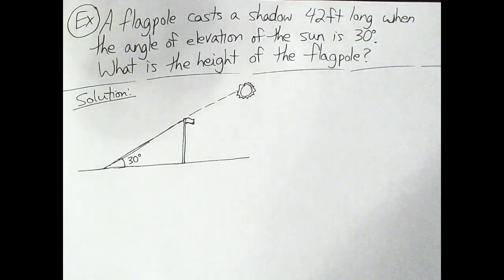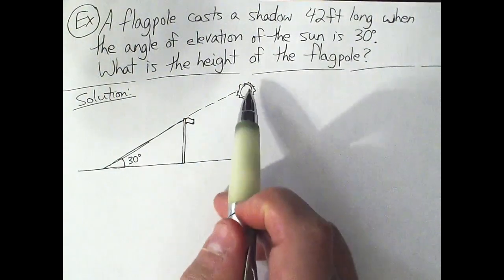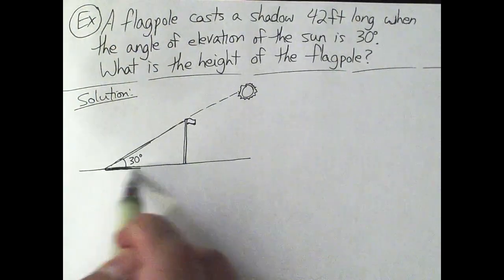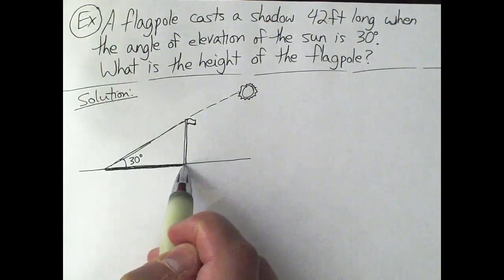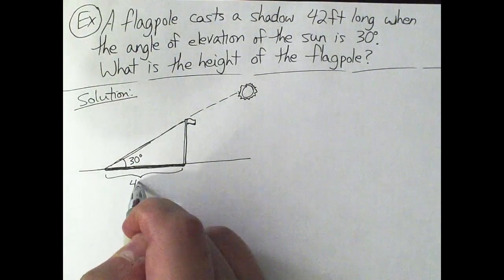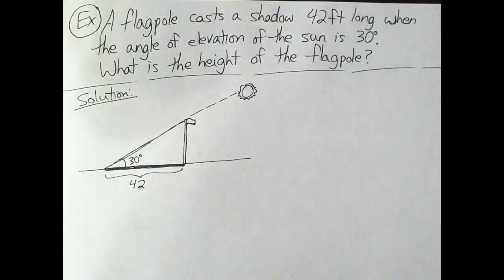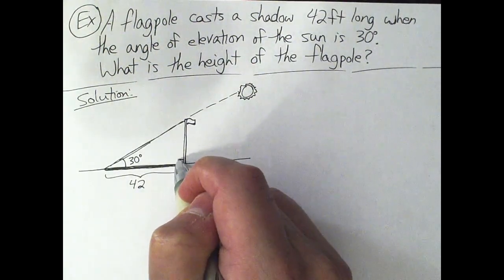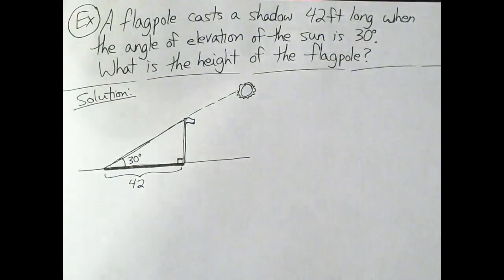Where's the shadow in this picture? Well, if the flagpole is here and the sun is to the right of it, then the shadow is to the left of it. And in fact, the shadow is this length. The problem tells us that this is 42 feet. I'm just going to write 42 for right now. In the final answer, we'll write feet if we need to. By the way, when I said we were going to assume that the ground is flat, we should also assume that the flagpole goes straight up. So if the flagpole goes straight up, it makes a 90-degree angle with the ground. So we can mark that 90 degrees.